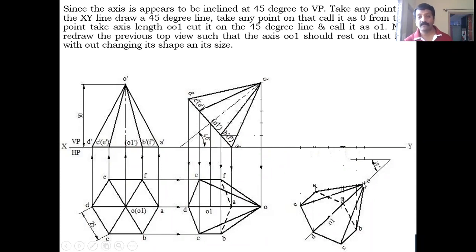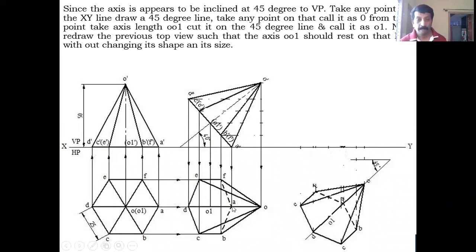From there, on the same line, you take the O to A distance, cut it here, and call that A. O to O1 distance you take, cut it here, and call that O1, on the same 45-degree line. Next, O to D distance you take, the same distance you cut it here. So A, O, O1 and D you can get. After this, C, B and E, F you should get.